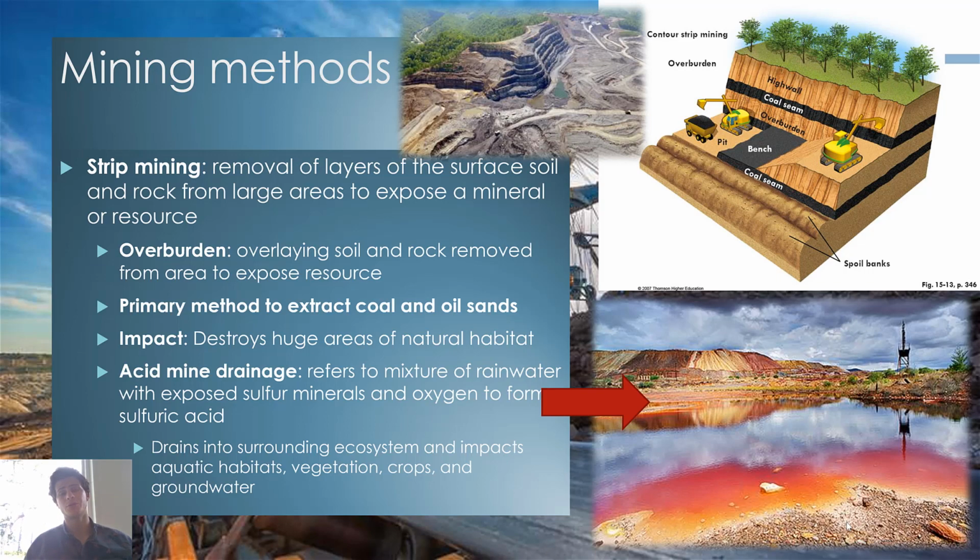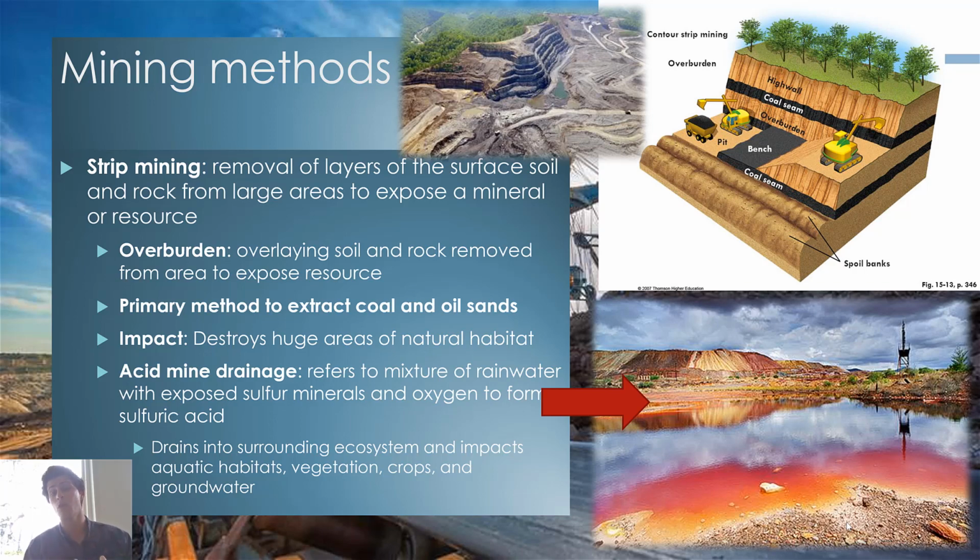Now, the remainder of this lecture is going to be kind of brief. We're going to be going over the intricacies of each different mining method that is listed in your book of any real significance, and some of the pros and often a lot more of the cons associated with each of these different mining methods. The first that we're really going to talk about is something called strip mining. Strip mining is basically removal of entire layers of surface soil as well as rock at very large areas to expose a mineral or a resource underneath.